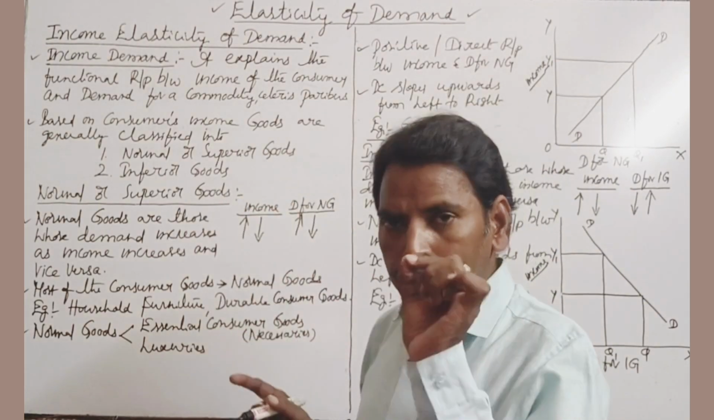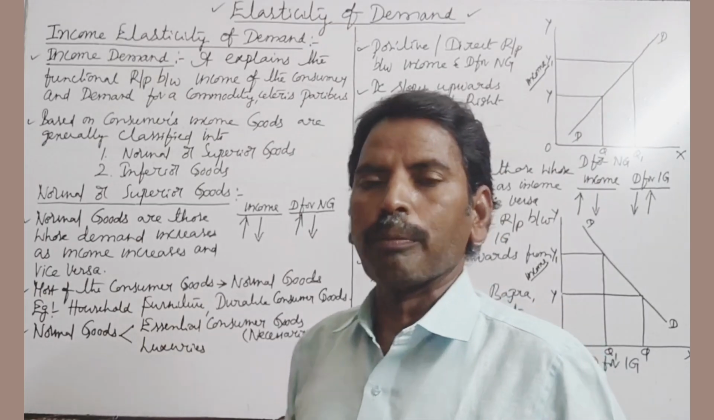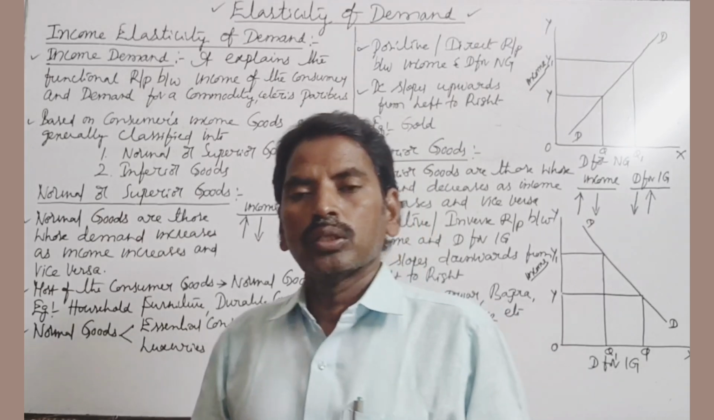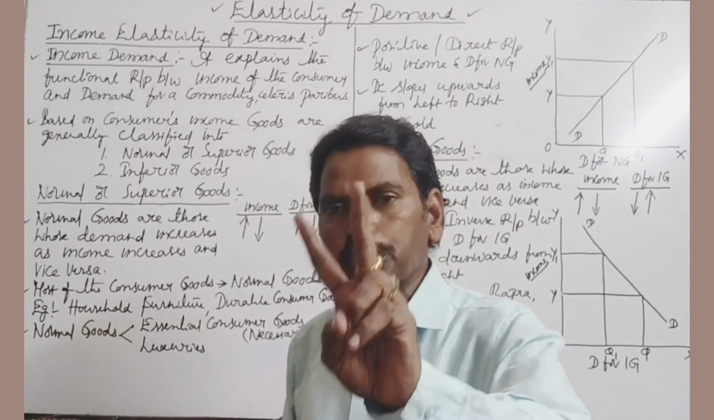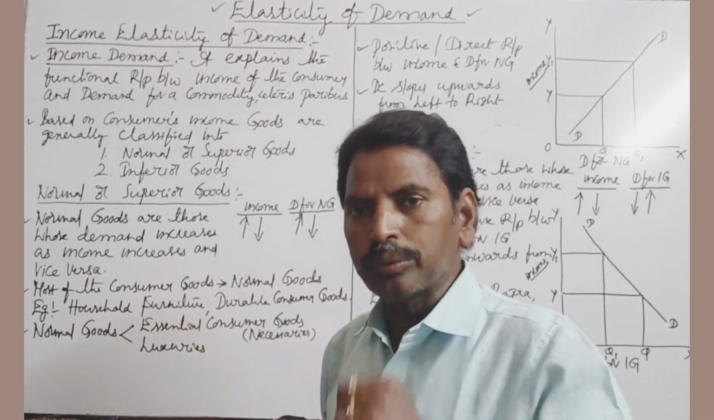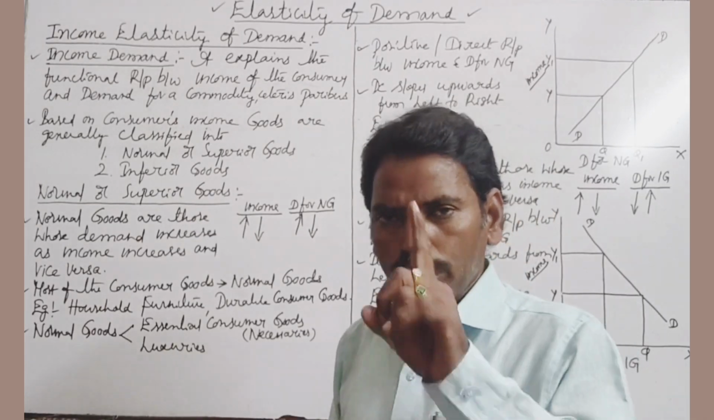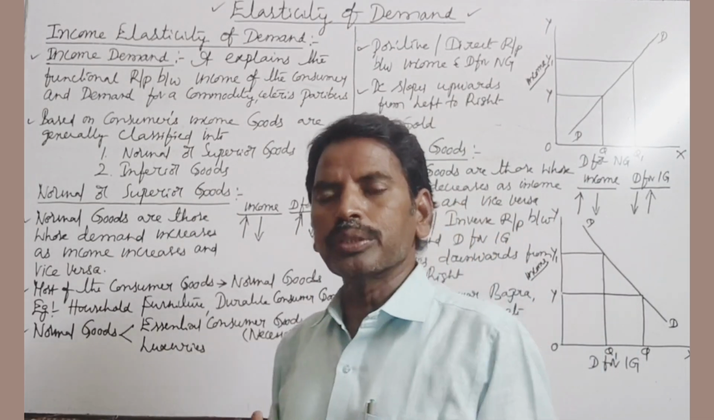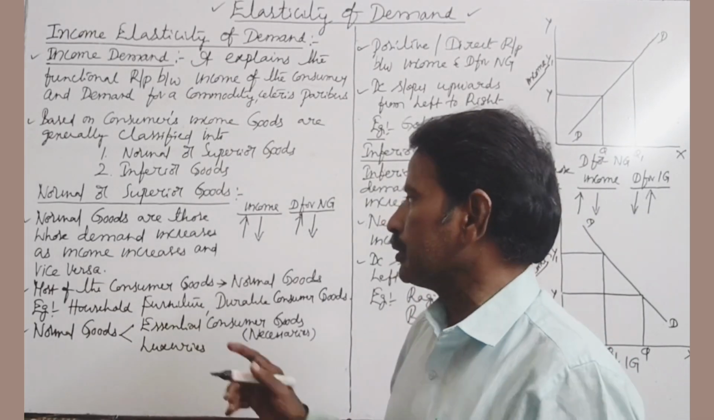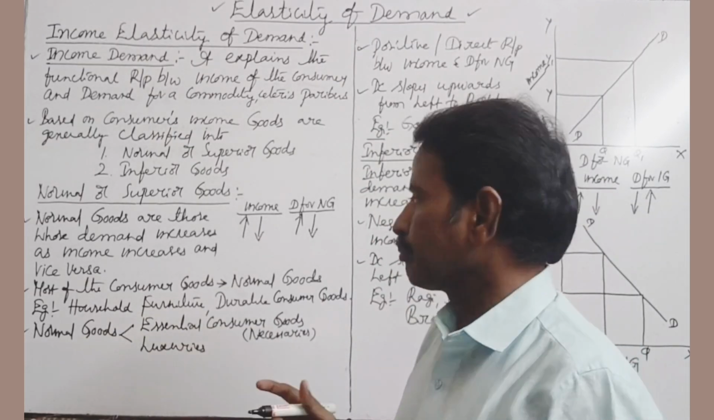Based on the consumer's income, goods are generally classified into two categories. One is normal goods or superior goods. The second one is inferior goods. So now let us first examine the details of normal goods or superior goods.